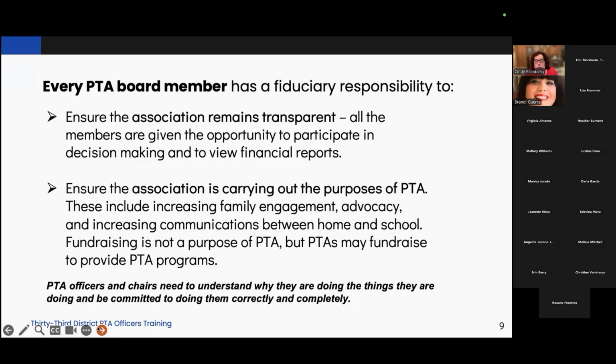And it's important that all PTA officers and chairs, all people on the board, understand why you're doing the things that you're doing so you can be committed to doing them correctly and completely. And that's where the support of councils and 33rd District is here. We want to make sure you understand that it's not just telling you what to do. We want to explain the why you're doing it.